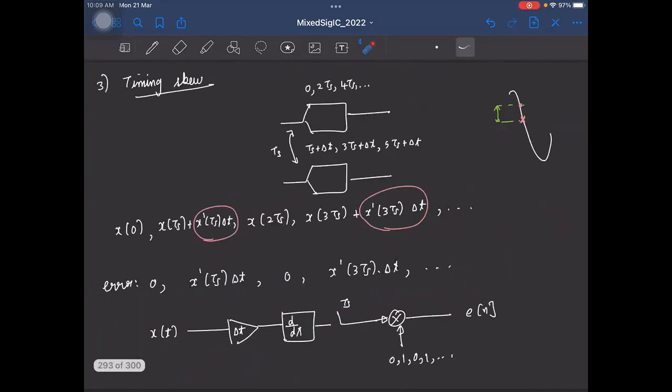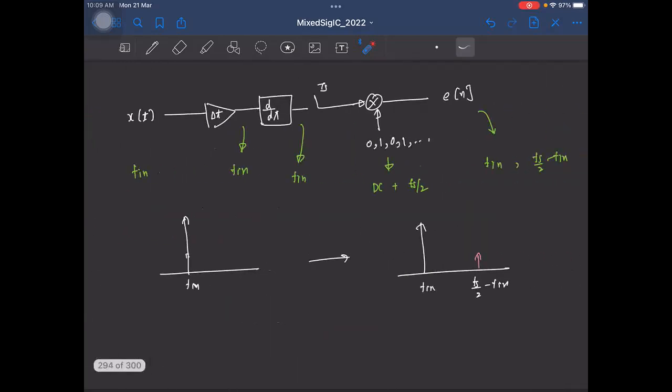And finally, we saw the effect of timing skew, where you sample with the offset of delta T. This again resulted in a very similar spectrum as you had for the case with gain error mismatch. Again, you'll have a tone at Fs by 2 minus Fin. So this should again be corrected in the digital domain.